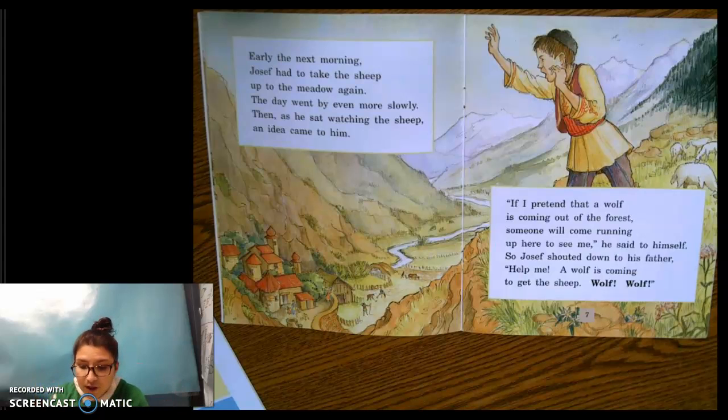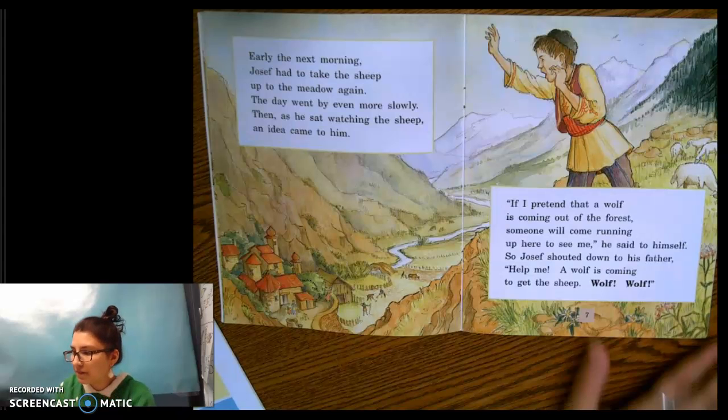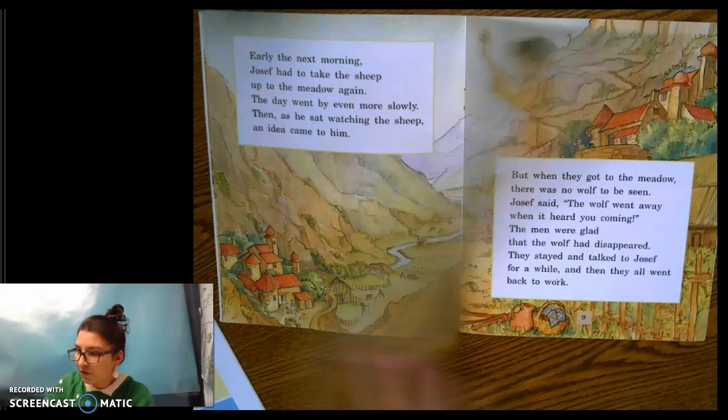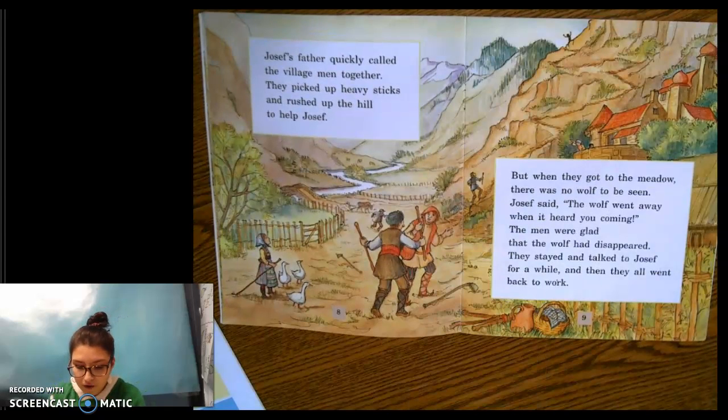So Joseph shouted down to his father. Joseph, help me, a wolf is coming to get the sheep. Wolf, wolf. Village girl, Joseph has seen a wolf. So here he is calling out to the town that he saw a wolf. Father to the village men. So his father is talking to the village men.